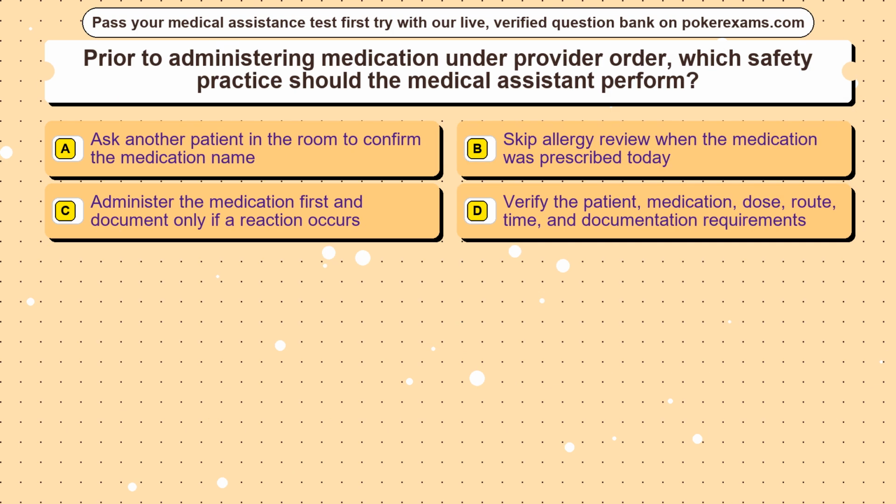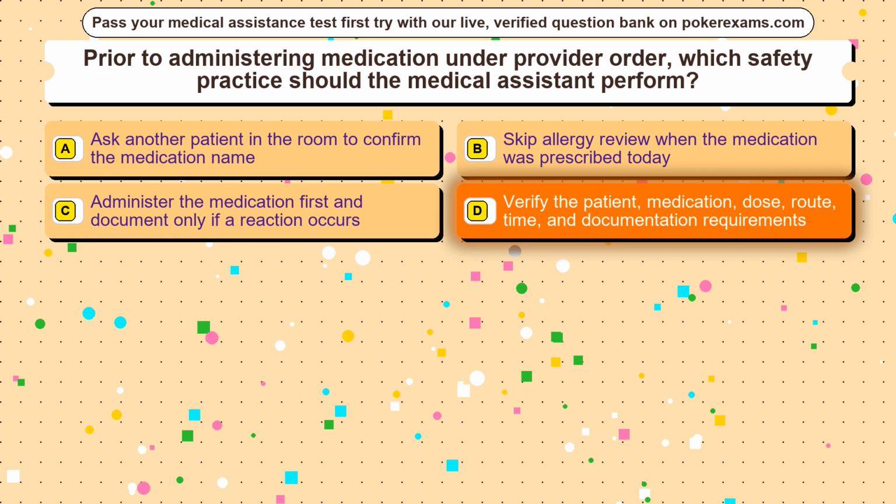Question 79. Prior to administering medication under provider order, which safety practice should the medical assistant perform? Option A, ask another patient in the room to confirm the medication name. Option B, skip allergy review when the medication was prescribed today. Option C, administer the medication first and document only if a reaction occurs. Option D, verify the patient, medication, dose, route, time, and documentation requirements.